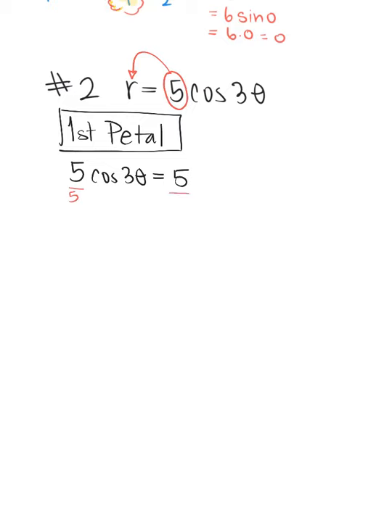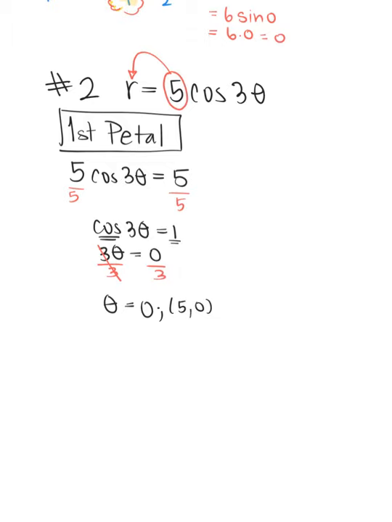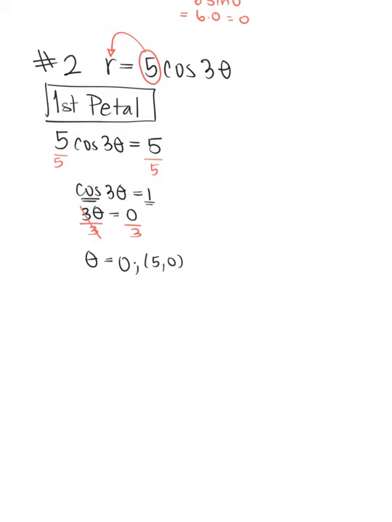So I'm going to divide both sides by 5. And then I want to know where cosine is equal to 1. And so I know that cosine is equal to 1 at 0, so I don't need that part anymore. And so I would just make it equal to 0, and then divide both sides by 3. And so then I would get theta is equal to 0 divided by 3, which is 0. So then my first petal has a length of 5, and it is located at 0. So let's go ahead and draw that in.